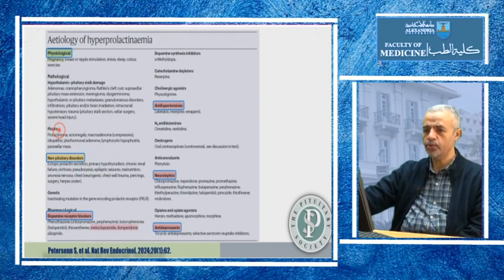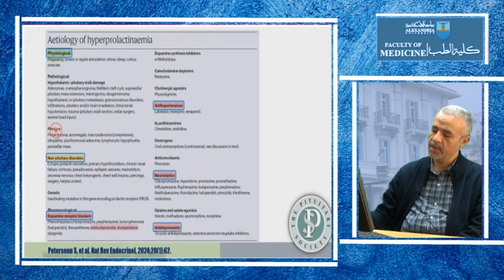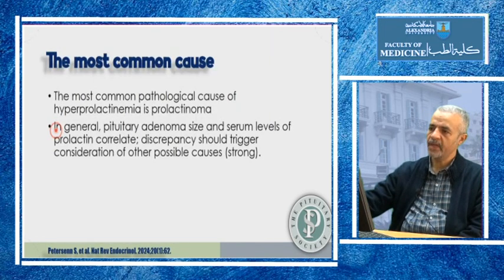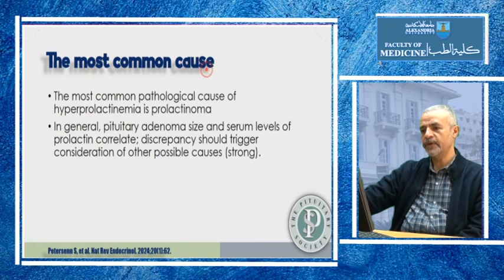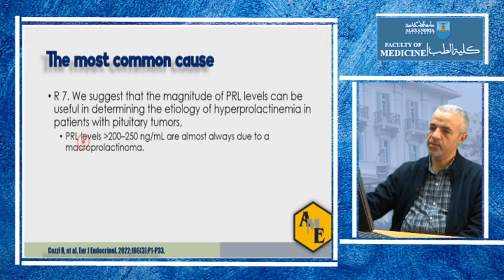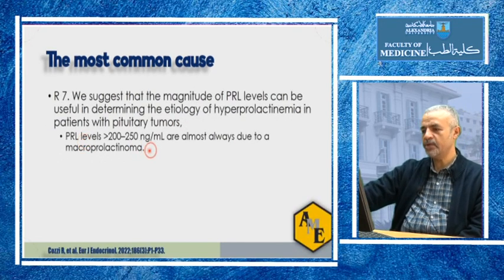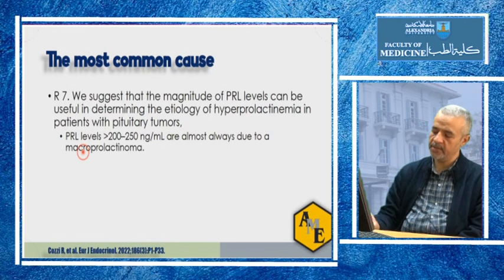And for pathological causes, you have to remember that prolactinomas are the most common ones. So actually, the most common pathological cause of hyperprolactinemia is prolactinomas. And in general, the pituitary adenoma size is related to the level of prolactin. And so it is customary to identify pituitary tumors when the prolactin levels are greater than 200 or 250 nanograms per ml. This almost always correlates to the presence of a macroprolactinoma.